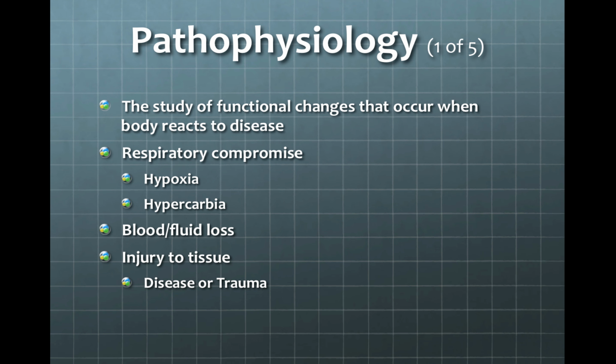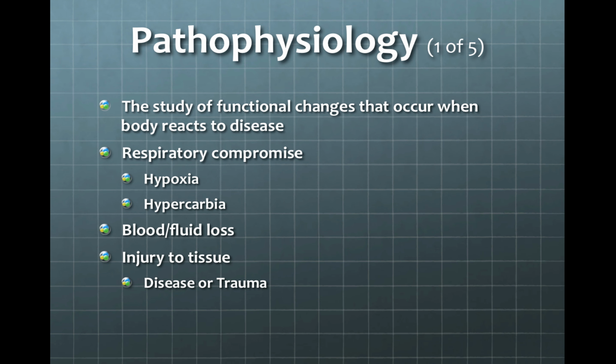So when we don't have adequate respiration, secondary usually to inadequate ventilation, then we can end up having these states of hypoxia and hypercarbia. Hypoxia is not enough oxygen in the tissues, and hypercarbia is too much carbon dioxide in the tissues. If you have too much carbon dioxide in the tissues, it will shift your pH. It will make you more acidotic than you should be.